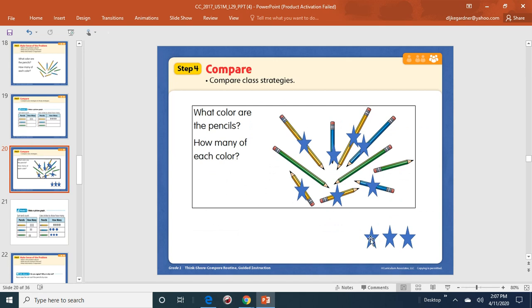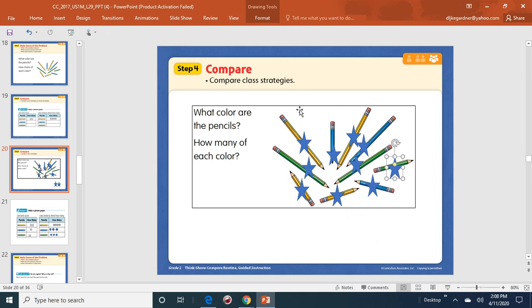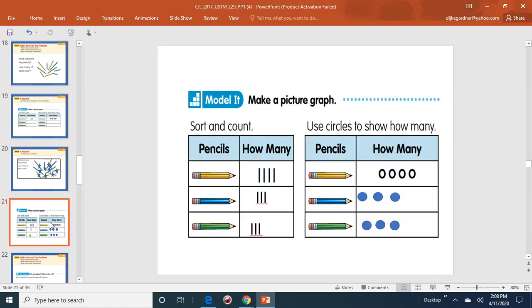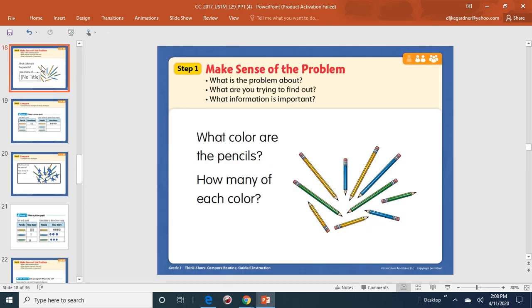And now the green ones. We've got 1, 2, 3. I'm taking a quick look, make sure I got them all. And here we go. 3 tally marks and 3 circles on my picture graph. So we have used one attribute of these pencils to sort them. Is there any other attribute that we could sort these pencils by?